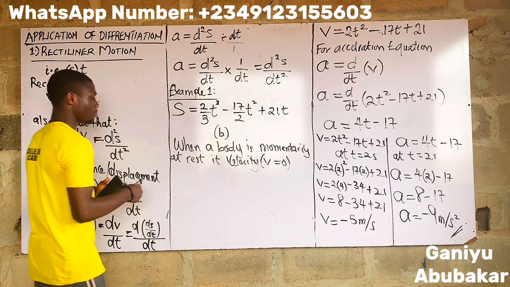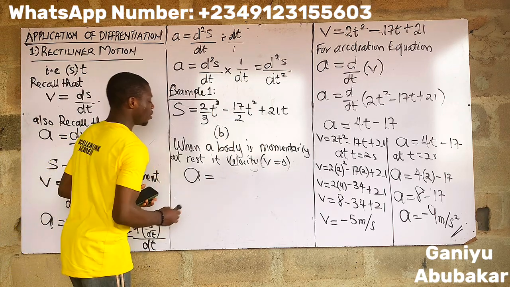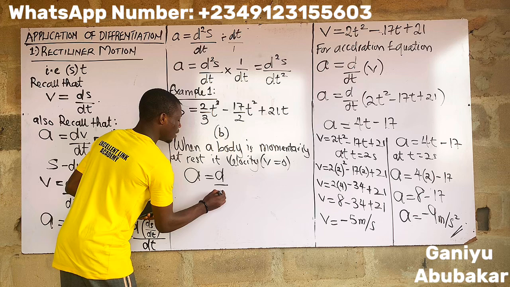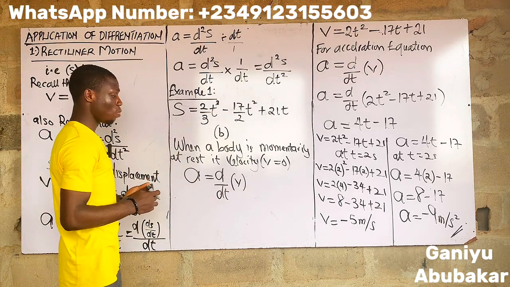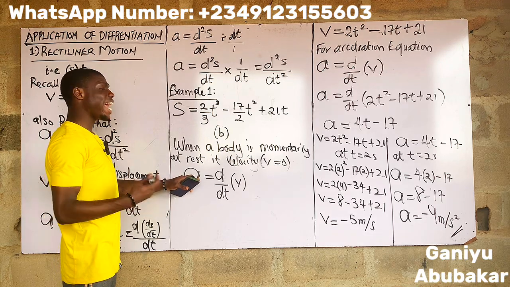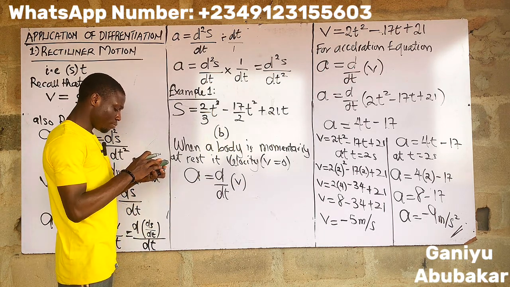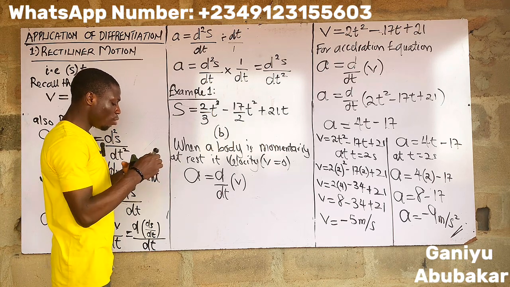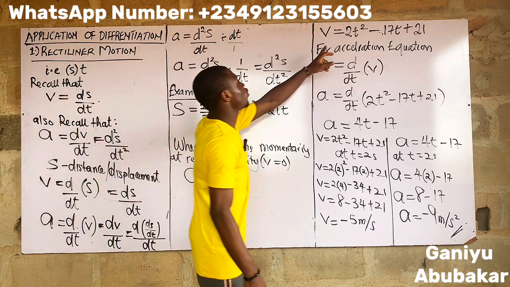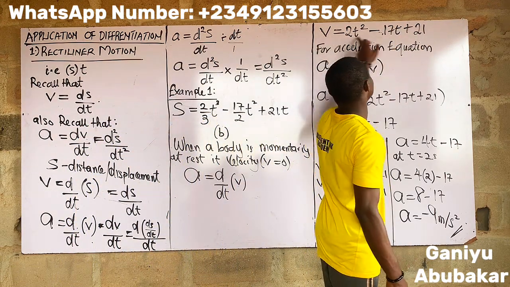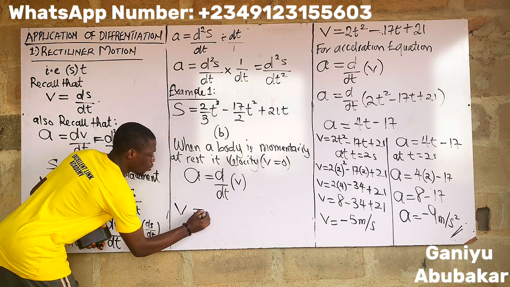So the idea is that we know that acceleration a is equal to d over dt of v. True or false? True. So for me to get acceleration, I need to know the value of v, right? So the idea now is simple. Since the body is at rest, I say that v is equal to 0. What's my v equation? My v equation is this.